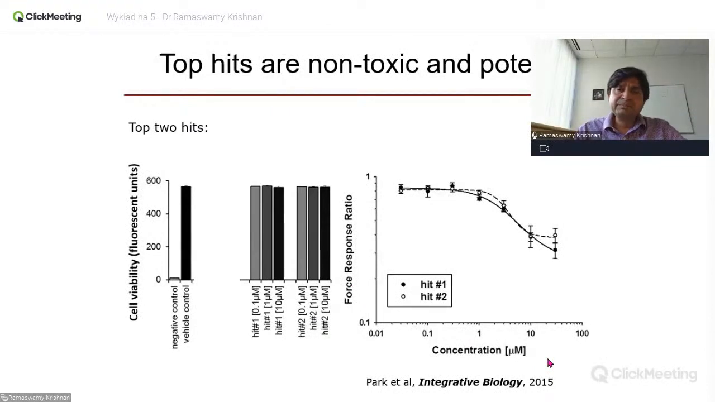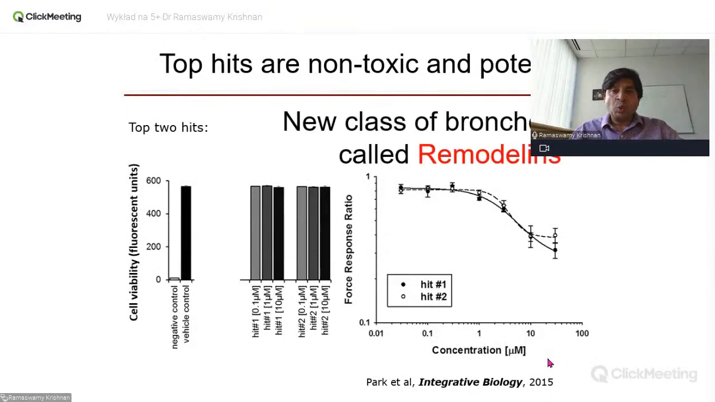Enabled by these data, a team of investigators between my lab, University of Chicago, and Northwestern, we are now collectively funded by the National Institutes of Health. We're collectively developing a new class of medications called asthma remodulants. And this is based on improvements on this initial discovery. So this has led to the development of a new class of medication.